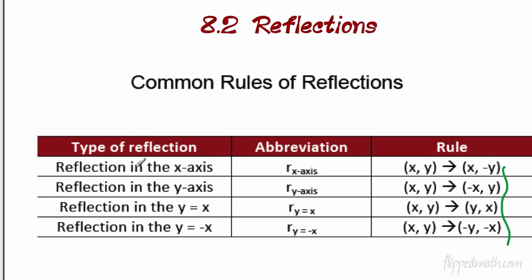If you reflect in the x-axis, you change the y value. If you reflect in the y-axis, change the x value. If you reflect in the line y equals x, it's (y, x). That means you switch the coordinates, the direction. And if you reflect in the line y equals negative x, then you flip it and you negate it. So you have (negative y, negative x).